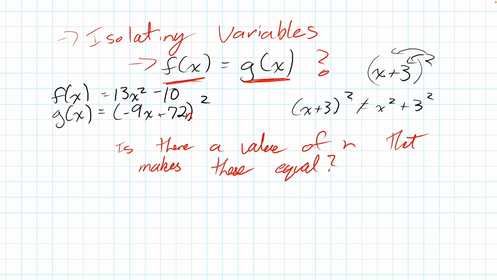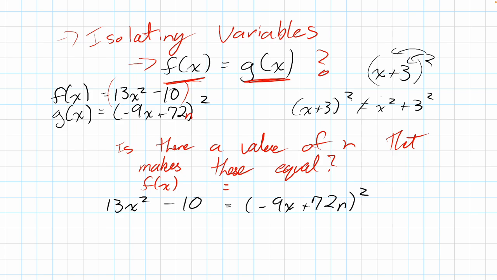We're going to put an f of x on the side, but in this case, we're going to replace f of x with what it's equal to. So we have 13x squared minus 10. This is that f of x piece that we talked about is equal to g of x on this side, which is negative 9x plus 72n squared. Think of them almost as names of the function. We've replaced the names with what they're equal to. So now the goal here is we're looking for a value of n.